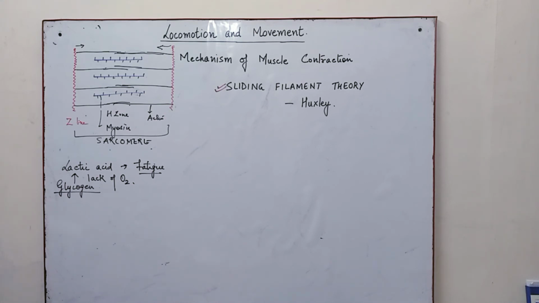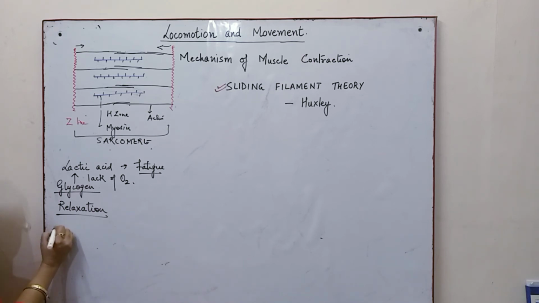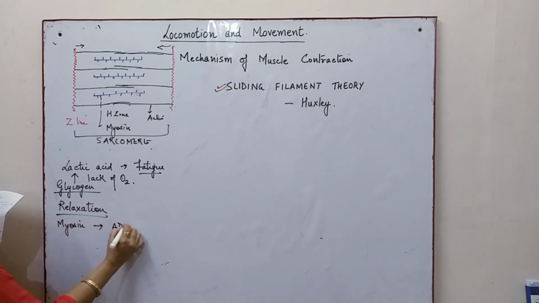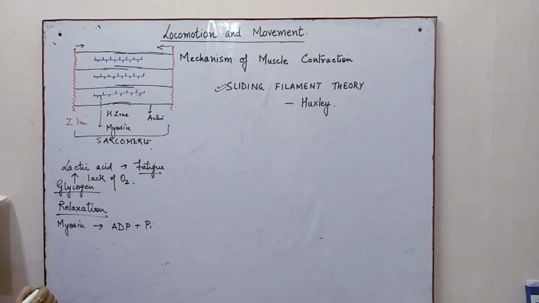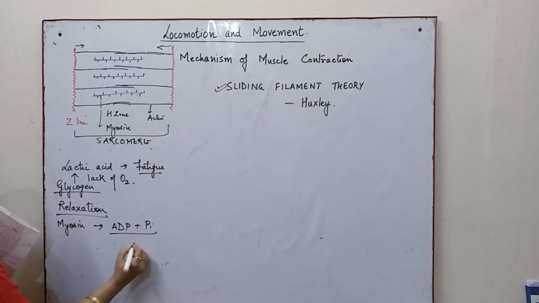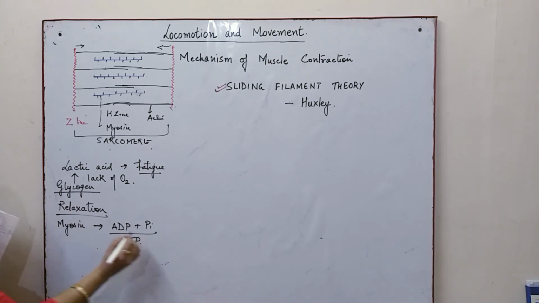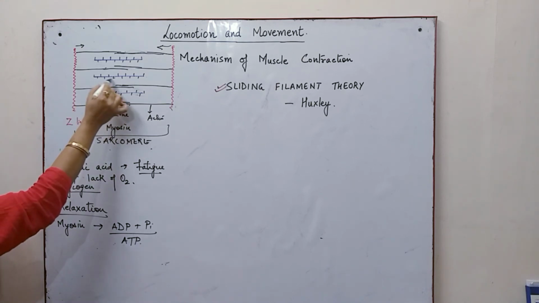Now, when we talk of the relaxation process, during relaxation the muscle will go back to its original position. The myosin releases ADP and inorganic phosphate, and it enters into the relaxed state. This ADP and inorganic phosphate will form the ATP. Now, ATP is hydrolyzed by the myosin head, and this is the cross bridge formation over here.